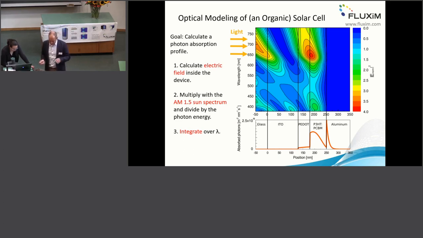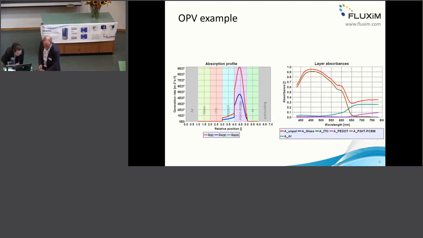If we would go on, from this number of photons you could convert this to number of charge carriers. If you assume 100%, that gives you an idea of the maximum photocurrent you could expect from that flux of photons that is absorbed here. And in this example, the aluminum has significant parasitic absorption, but the main part is absorbed in the bulk heterojunction. Another example is also shown here. And that's the profile of photon generation.